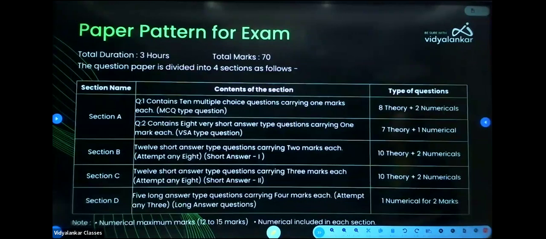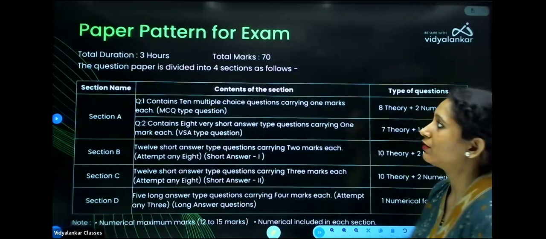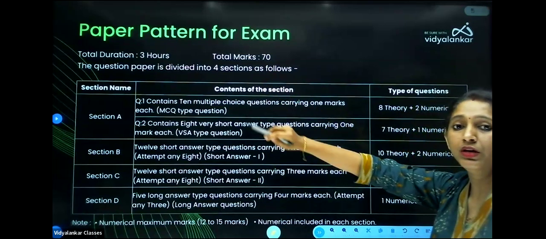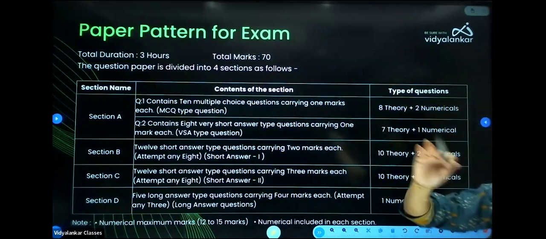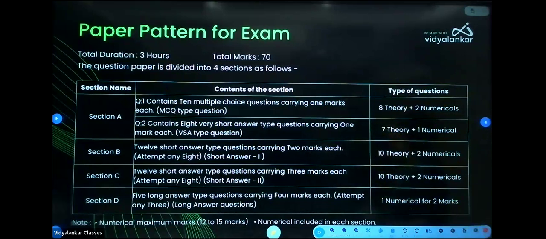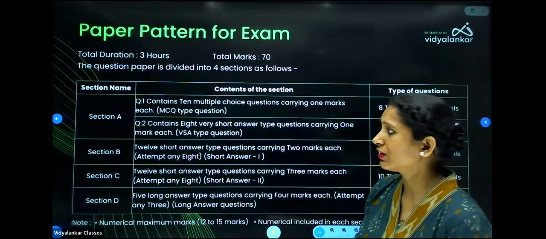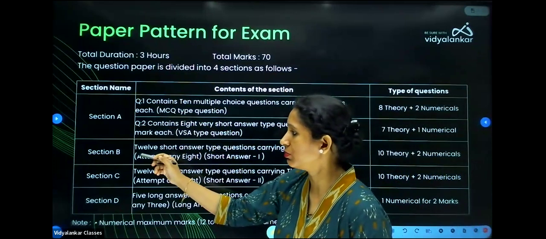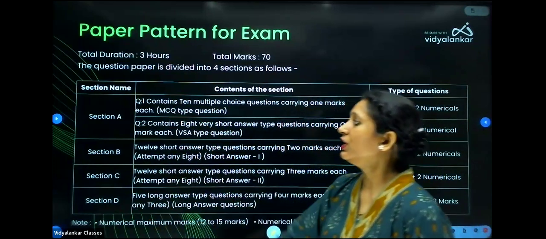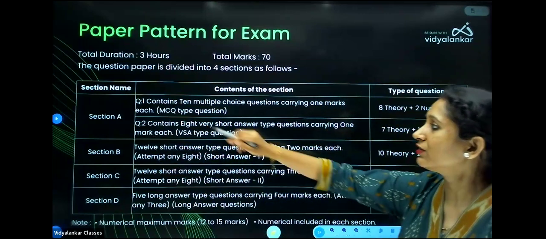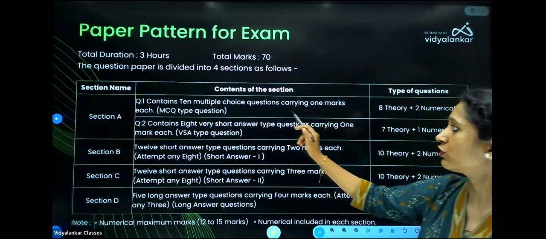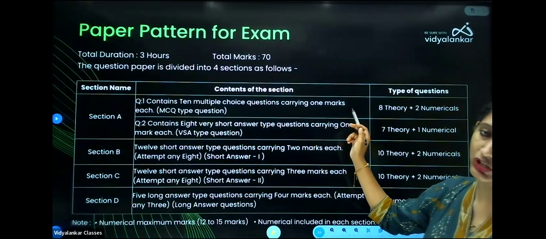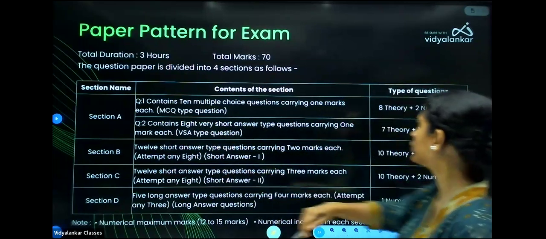Let us discuss our paper pattern for the examination. As we know, this is a 70 mark paper. Total duration for the paper is 3 hours. This chemistry question paper gets subdivided into 4 sections. Let us discuss the sections: Section A, Section B, Section C and Section D. Here our Section A contains 2 questions. Question number 1 contains 10 multiple choice questions carrying 1 mark each. These are all MCQ type questions.